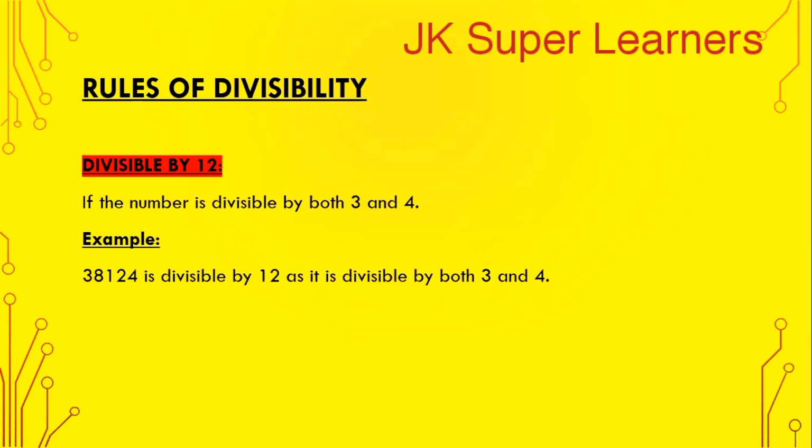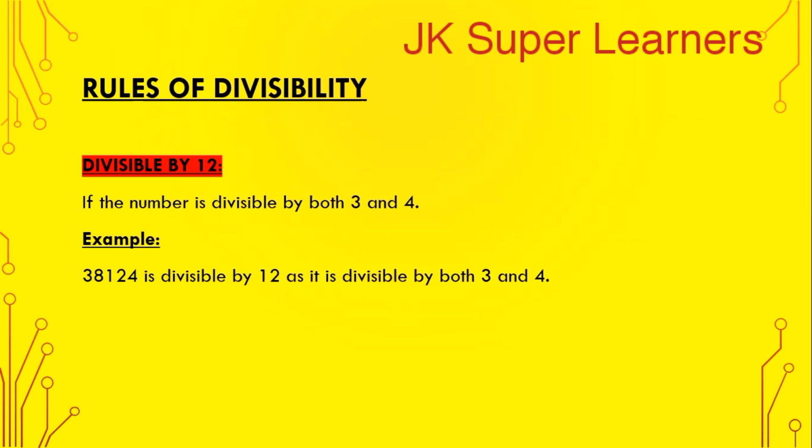Next is divisible by 12. If the number is divisible by both 3 and 4, then that particular number is divisible by 12. For example, 38,124 is given. Then it is divisible by 12 as it is divisible by both 3 and 4. In case of 3, a number is divisible if the sum of the digits is divisible by 3. So sum of digits is equal to 3 plus 8 plus 1 plus 2 plus 4 is equal to 18. And 18 is divisible by 3.